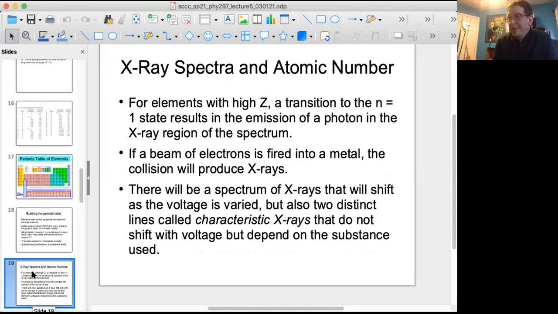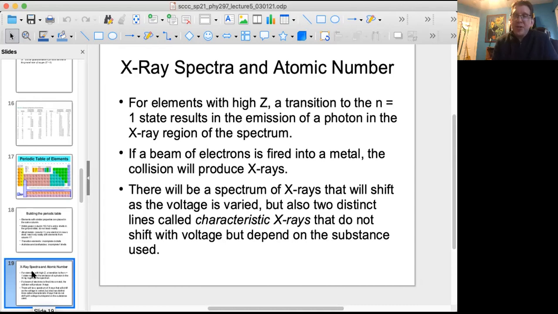So how do you figure out the atomic number of a particular element? Well, it turned out that there was a way to do that using X-ray spectra. For elements with a high Z, a transition to the n=1 state, going all the way down to the ground state, results in the emission of a photon in the X-ray region of the spectrum. So a very high energy photon.